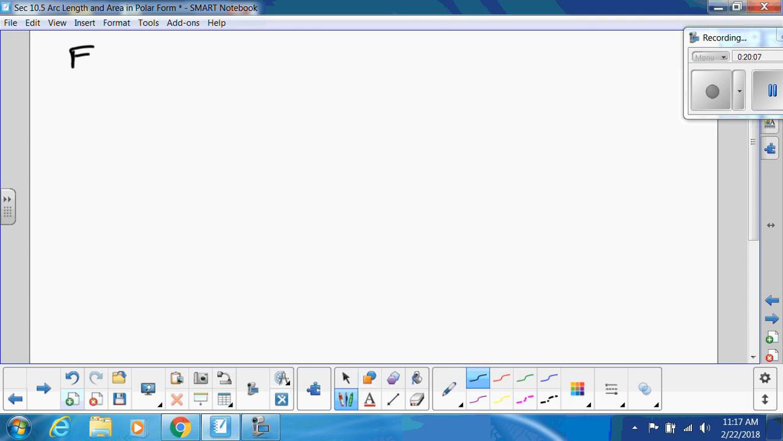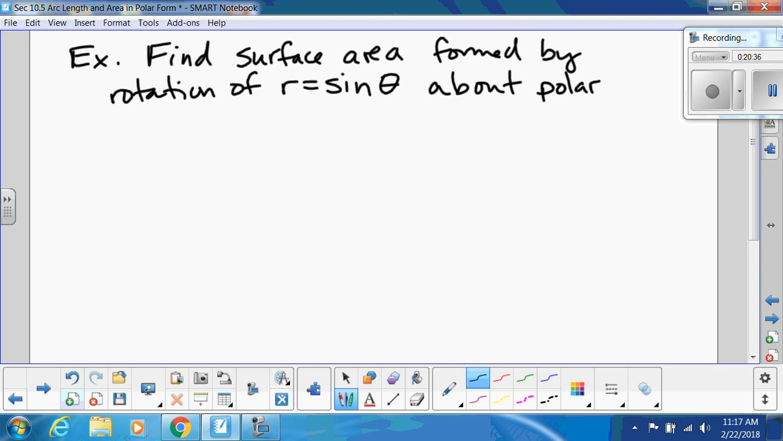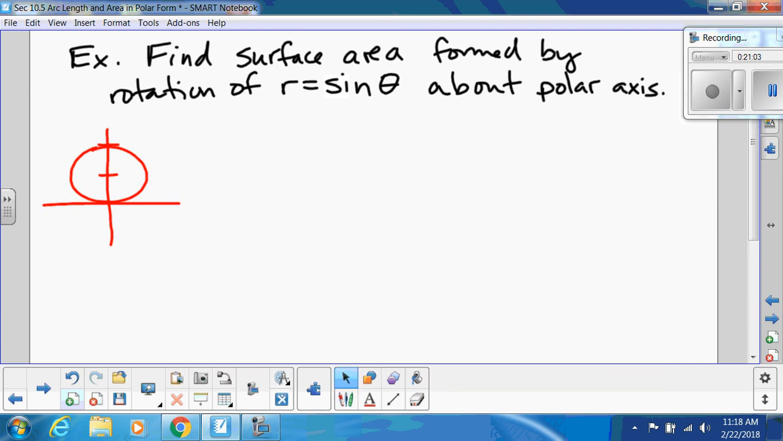Finding the surface area formed by rotation of r equals sine of theta about the polar axis. What do you think I'm going to say is important to look at since we're doing polar? Yes, the graph. If we graph this, this is going to be a circle, but it's going to be a circle that's up here. So it's a circle of radius 1, but it looks like this. That's what r equals sine of theta looks like.